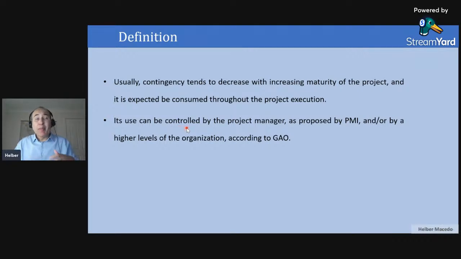And who could manage contingency during the execution? Like I mentioned, it could be the project manager, as in PMI. If you look at the requirements from PMI, they say that the project manager is the person who will manage the contingency during the execution. But it could be the organization. For example, GAO says that it should be the high level of the organization. So what is important here is that you should have a procedure in your company to define how you will estimate the contingency and who will be responsible for managing it during the execution phase.